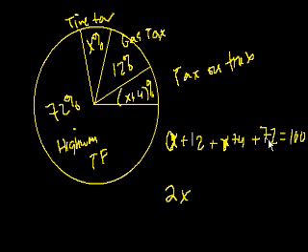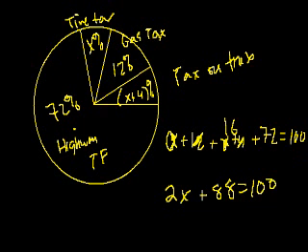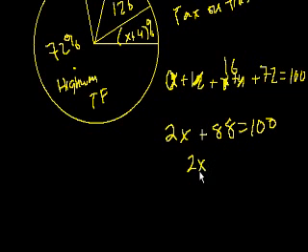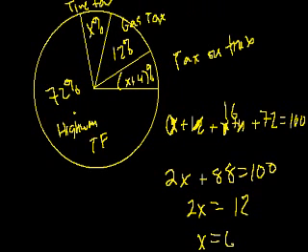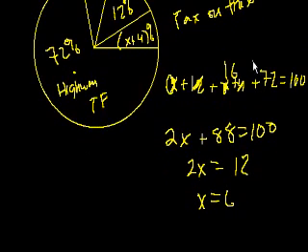16 plus 72, let me write that down. I always make careless mistakes. 16 plus 72 is 88. 2x plus 88 is equal to 100. And then you have 2x is equal to, subtract 88 from both sides, 12. X is equal to 6. And that's exactly what we're looking for, the tire tax. So that's 6%. And that's choice B. Drawing it was harder than solving it.